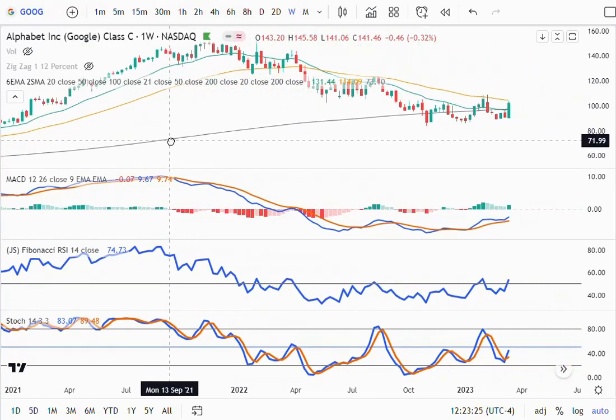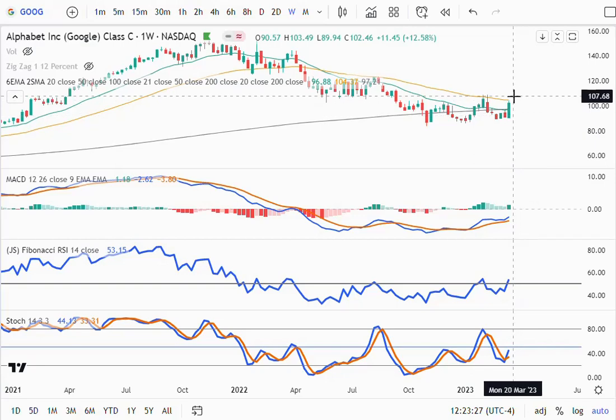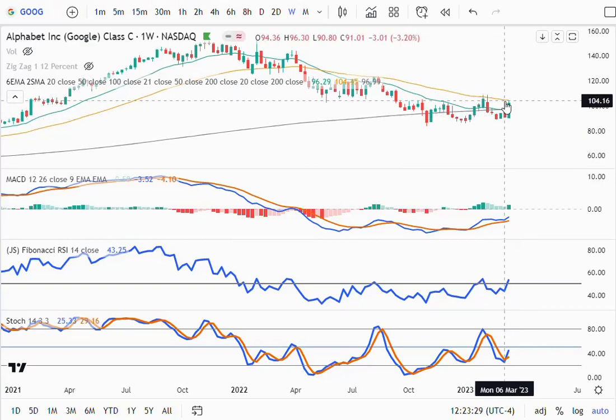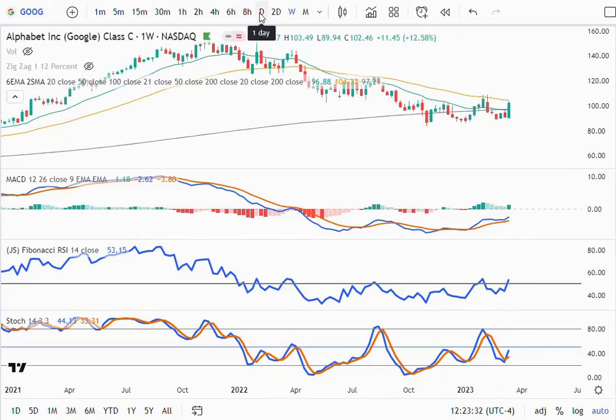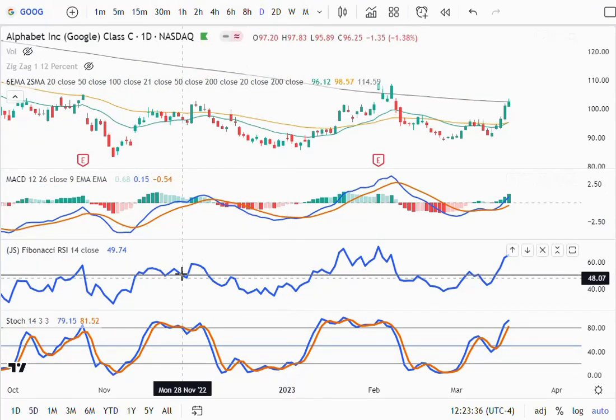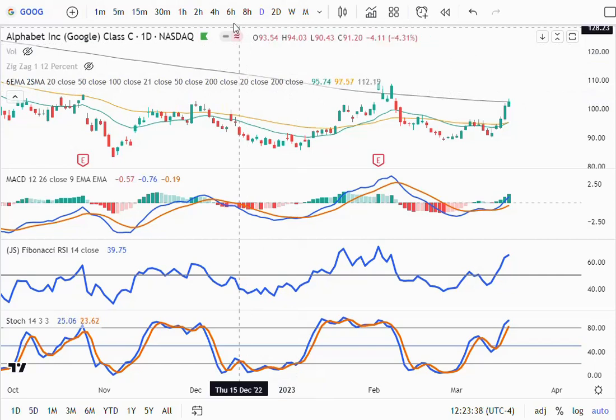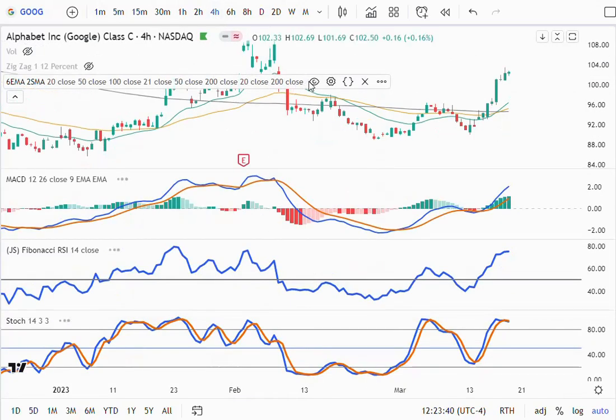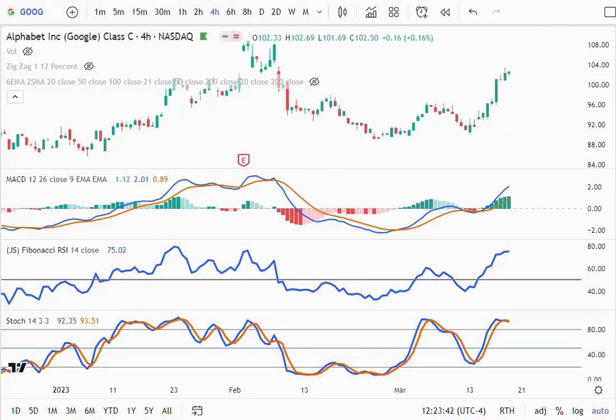So we're not there yet, but this is definitely a strong statement. We'll see whether or not this can continue in coming weeks. So what are some of the levels we should be looking out for? Let's look at the 4-hour basis to see what are some of the levels we should be looking out for.